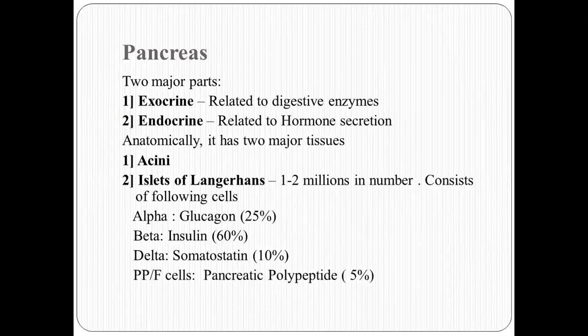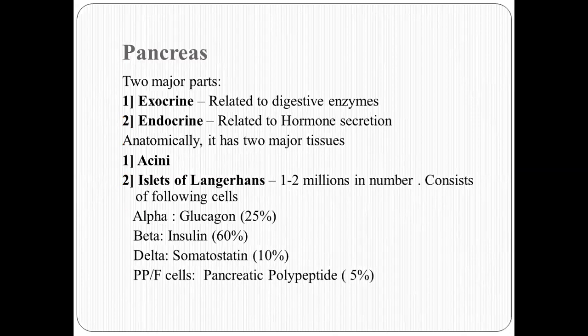Now, this hormone is secreted by one important gland, which is the pancreas. The pancreas has two major parts. One is the exocrine part. You must have studied this already. This exocrine pancreas is related to digestion and it releases various types of digestive enzymes. It helps in the digestion of foodstuffs.